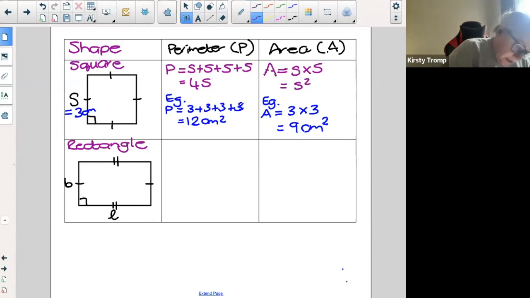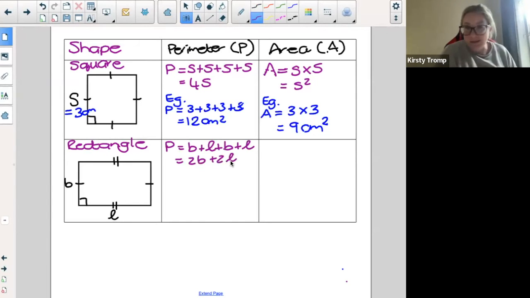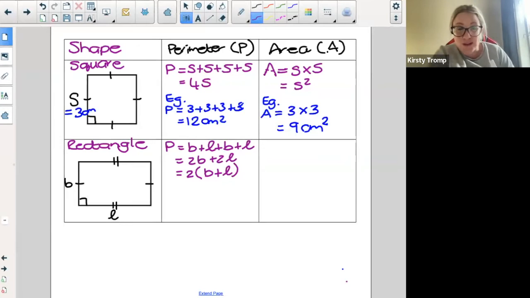So we start with perimeter, and we're going to have b plus l plus b plus l, or you could say 2b's plus 2l's. So 2 breadths and 2 lengths. Or some teachers even say 2 times the breadth plus the length. Any of those would be right. So you could write any of those and it would be correct.